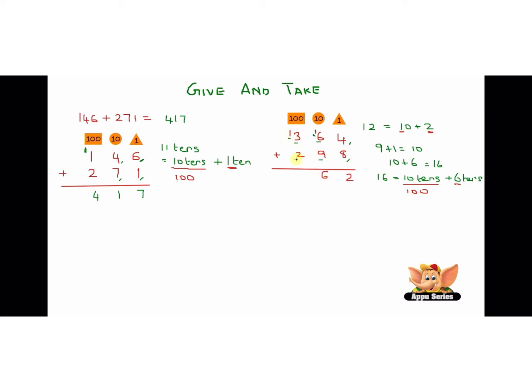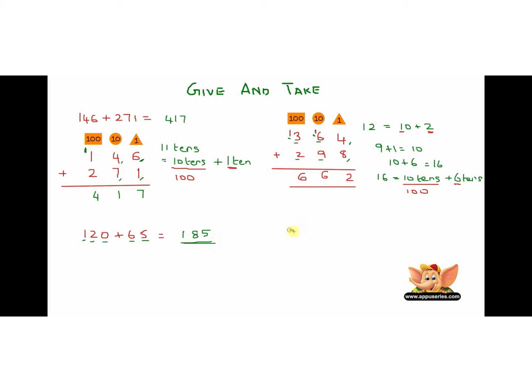So now we have to count the hundreds. So that's 1 plus 3 plus 2, that's 6. So the answer is 662. Now let's try solving this mentally. Let me write 120 first. 120 plus 65 is equal to, now 5 plus 0 is 5, 2 plus 6 is 8 and the 1 which is in the hundreds place. So the answer is 185.